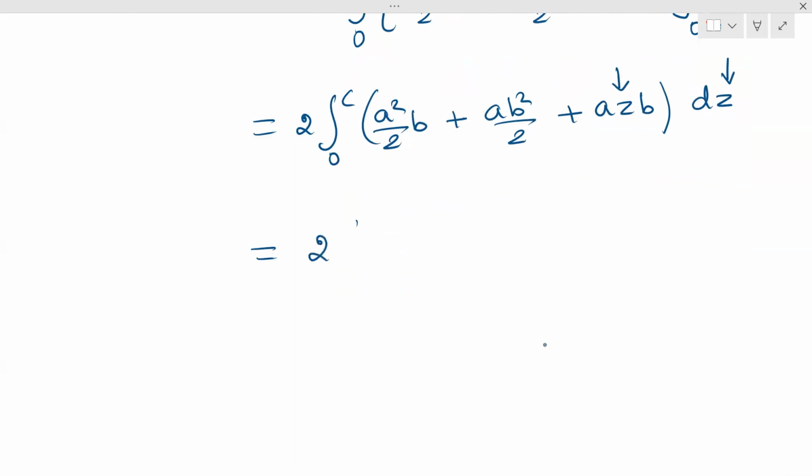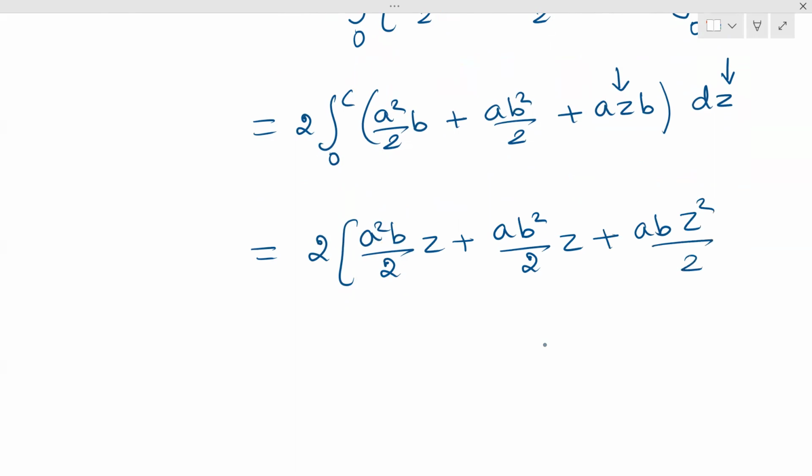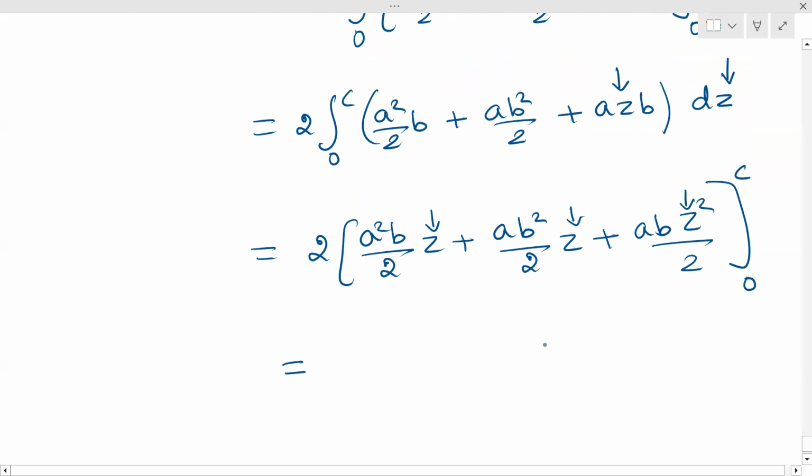So 2 times, first term integration a square b by 2 z, plus second term a b square by 2 z, plus ab is the constant, z integration z square by 2. Here the limit is 0 to c. So apply the limit for the variable z. So all the two get cancelled.